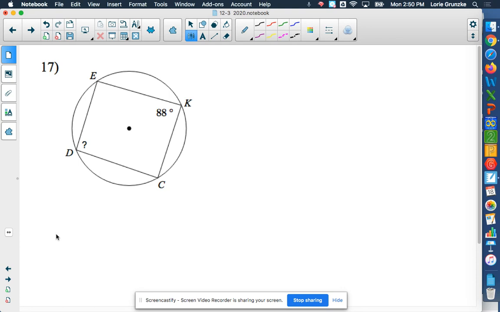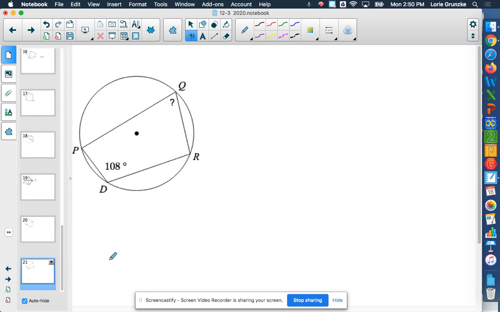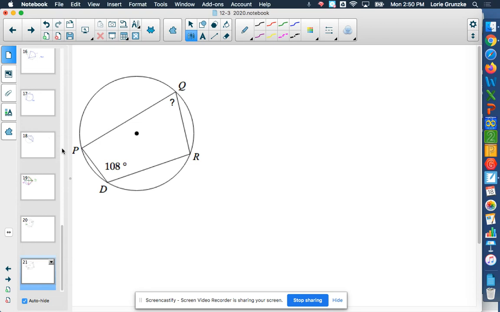Okay, this is the one where it's a quadrilateral inscribed in a circle. At the beginning, I taught it. Opposite angles are supplementary. So the opposite angle to 88 is this one. So you just take 180, subtract your 88, and you get angle D. So we went from a hard one to a really easy one. And this one is the same, as easy as that. I was hoping I had 20 questions. Nope.